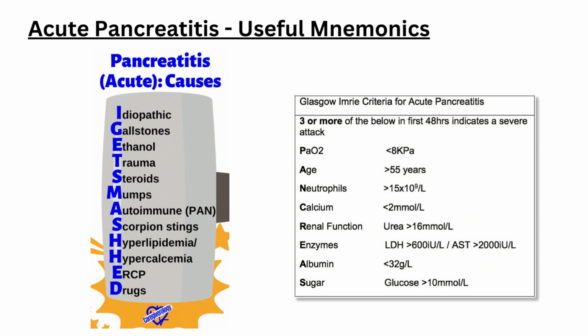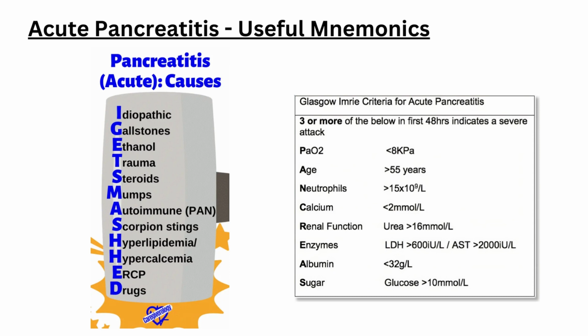They may also have had an ERCP procedure, or any drugs such as methicillin in particular, making them more susceptible to developing acute pancreatitis. Of key note to remember is hypercalcemia, so high levels of calcium causes acute pancreatitis, but hypocalcemia, which is low levels of calcium, is an indicator of the severity of acute pancreatitis, so whether it is mild, moderate, or severe pancreatitis. This and other indicators include the Glasgow-Imrie criteria.